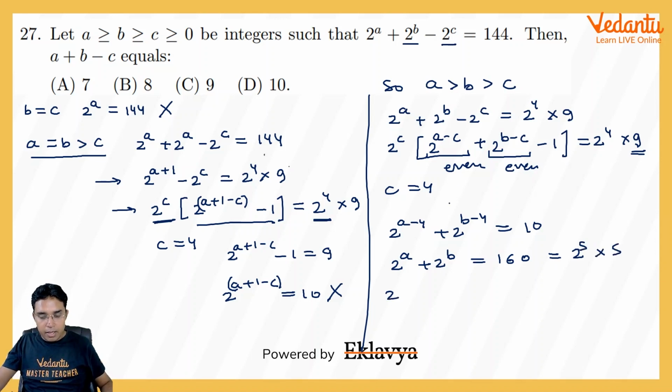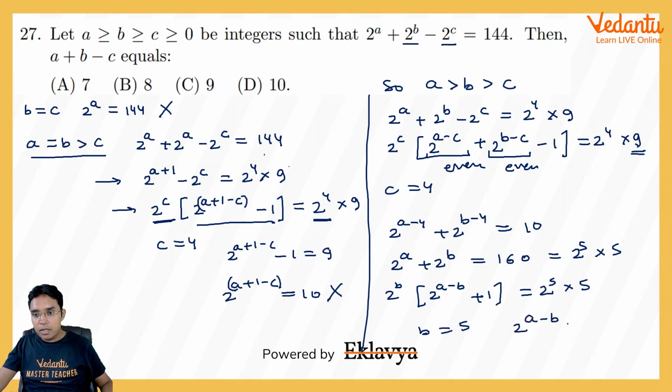So as I did for 2 power c, I think I can do it for 2 power b also. 2 power b times 2 power a minus b plus 1 is equal to 2 power 5 into 5, and this gives us b to be 5, and 2 power a minus b plus 1 is equal to 5.